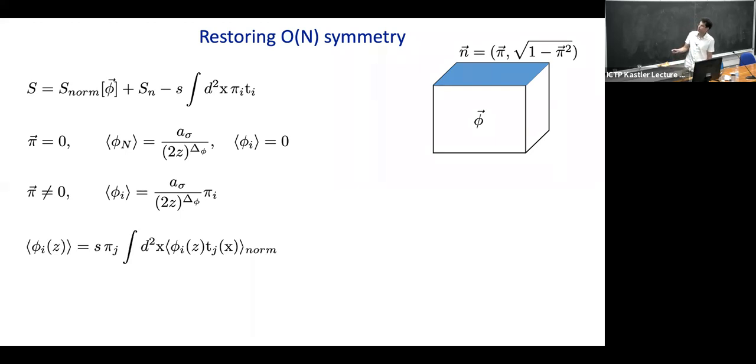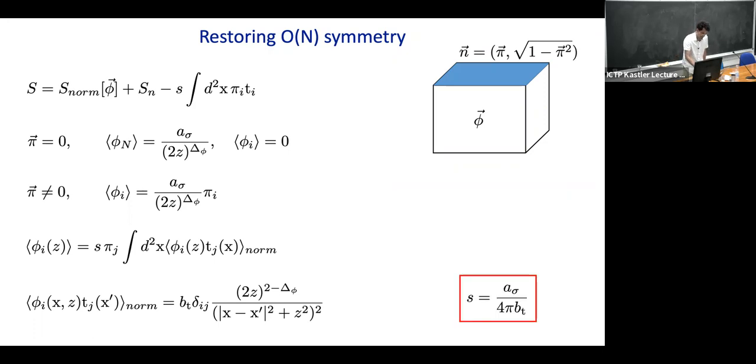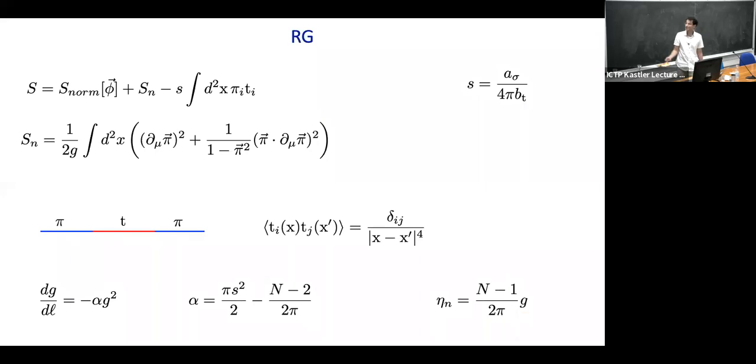Okay, but you should also be able, if it's a small rotation, to do perturbation theory in pi to obtain the bulk or the parameter profile. So it reduces to this correlator. This correlator turns out to be completely fixed by conformal symmetry up to the OPE coefficient BT. And then doing this integral here, you get the relation that S is expressed in terms of A sigma and BT. So this is the action I'll be considering then.